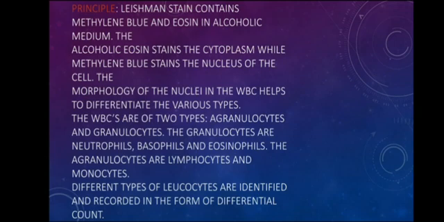The WBC are of two types, agranulocytes and granulocytes. The granulocytes are of three types: neutrophil, basophil and eosinophil. The agranulocytes are of two types, which are lymphocytes and monocytes.